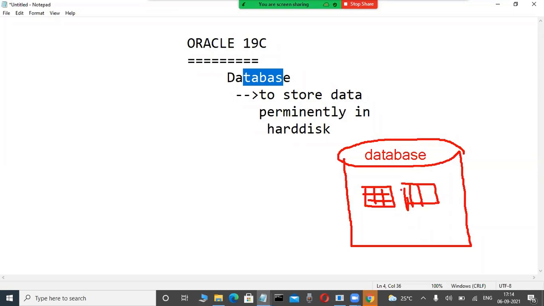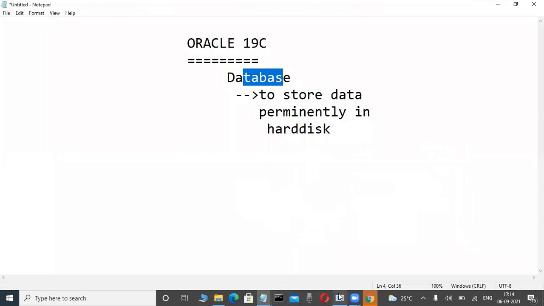Once the data is stored in a structured manner in a relational database, we operate on or retrieve this data using languages: SQL, Structured Query Language, and PL/SQL. We covered that in previous classes.